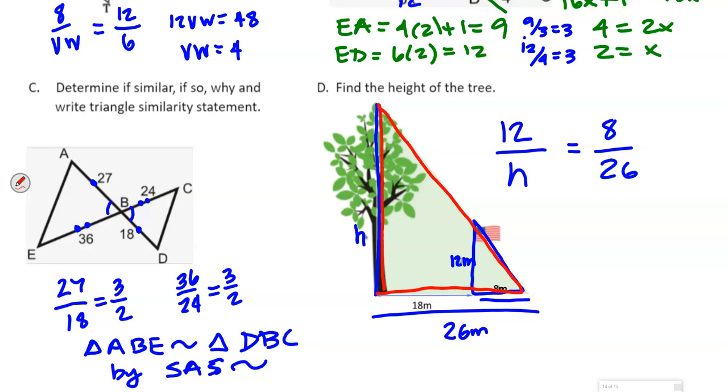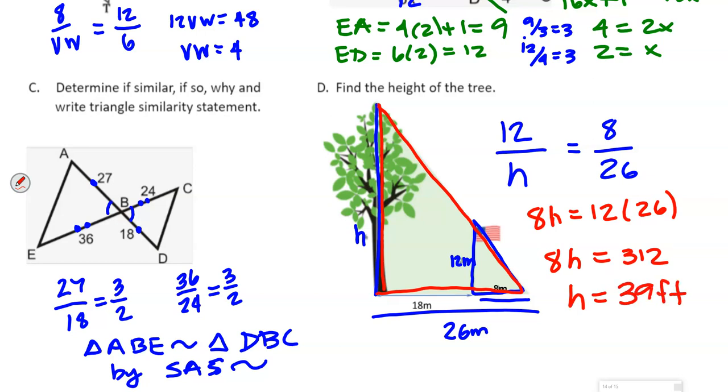Okay, so we're going to do 8h is equal to 12 times 26. When I multiply 12 times 26, I get 312. And then divide 8 into 312, and that's going to give me 39 feet. So my tree is 39 feet tall.